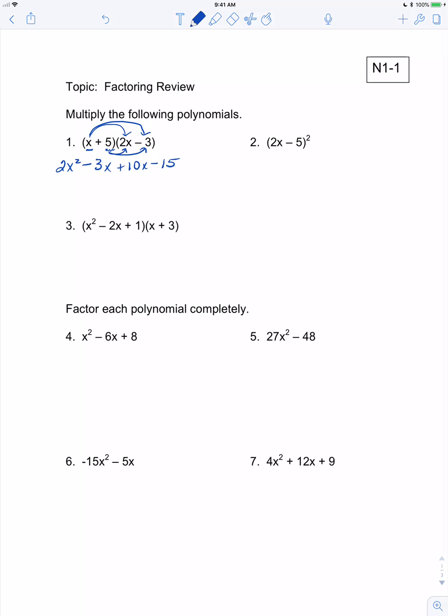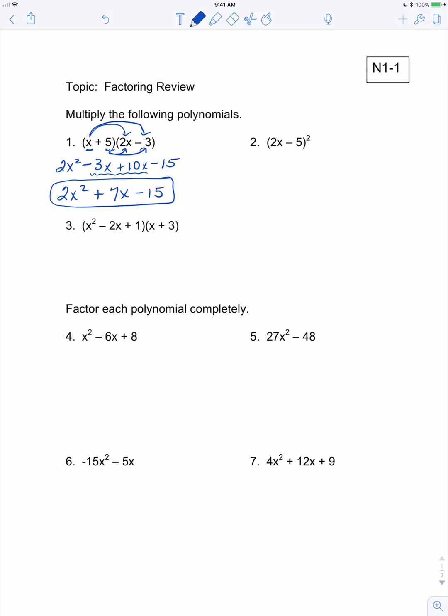And so remember that you can usually combine some like terms that are in the middle. So we're going to combine those. So we still have our 2x squared. We have a minus 3x and a positive 10x. So if you add those together, you're going to get a positive 7x minus 15. That would be those two polynomials multiplied together.